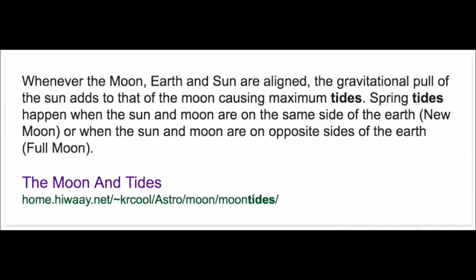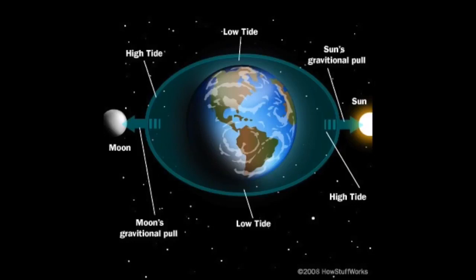So I got on Google Images and I looked for the best diagrams to help me understand how the tides work. This is the first diagram I saw. You see, the moon is pulling one tide, and that's the high tide. But then it says the sun's gravitational pull is pulling the other tide. Then I say, okay, that makes sense. But what happens when the moon and the sun aren't in those locations?